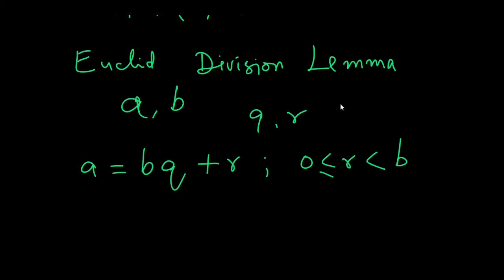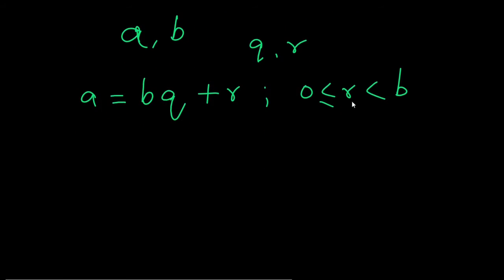Euclid division lemma is this. Taking any two positive integers a and b, there exists a unique pair of whole numbers q and r satisfying this relation a is equal to bq plus r and 0 less than or equal to r less than b. This is Euclid division lemma. So r can take values 0, 1, 2, etc. up to 1 less than b, b minus 1.